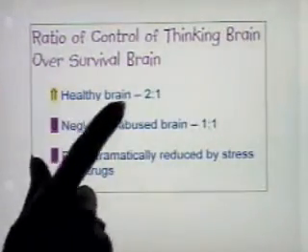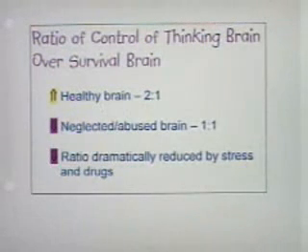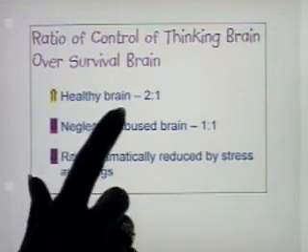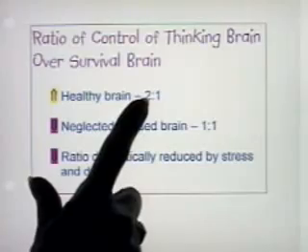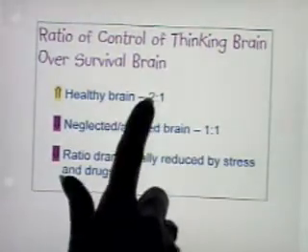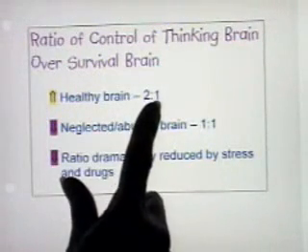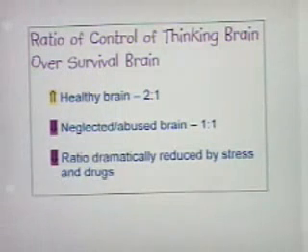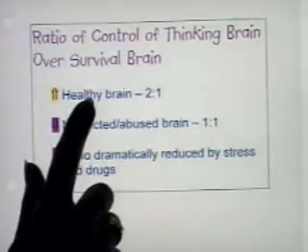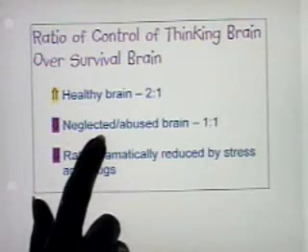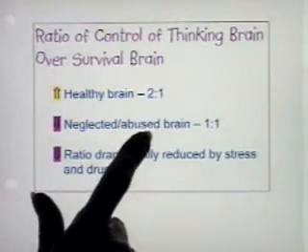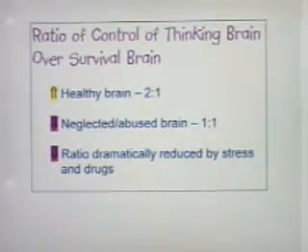So here's a healthy brain where the basic needs have been met, there's been modeling and coaching, and the brain is developing nicely. It's got those nice pathways in place. The ratio of control is about 2 to 1. So the healthy 2 in terms of the thinking brain, 1 in terms of the survival brain. So there's more power here with the thinking brain. So the thinking brain is going to be able to keep that detour route open quite a bit and make wise choices. But in a neglected or abused brain, that ratio literally drops to 1 to 1.